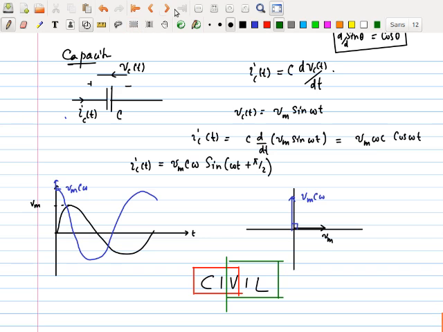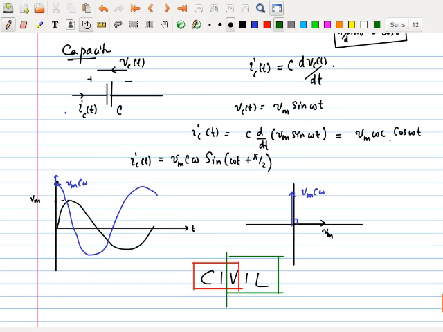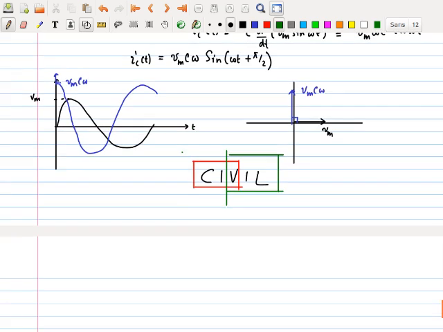I want to extend this a little bit more. Now, if I look at this expression, I have IC of t is equal to Vm times C omega sine of omega t plus 90 degrees, right? I have 90 degrees.